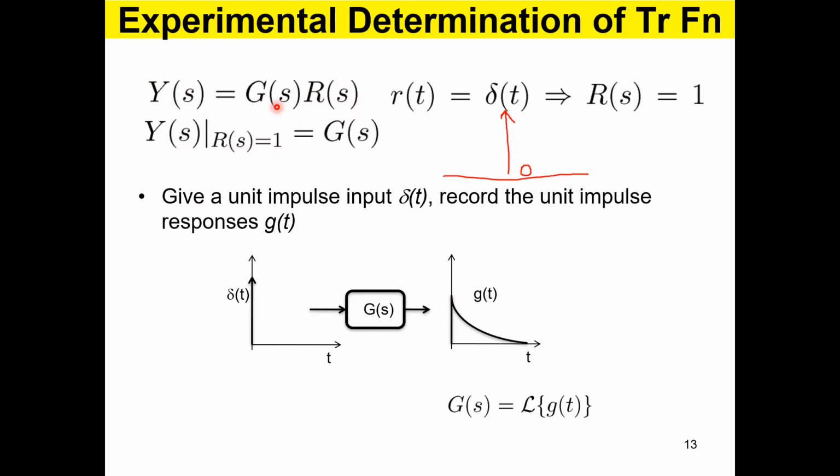So very simple. Give the plant a delta or impulse and observe the output. And the output is Gs in the Laplace domain, Gt in the time domain. So you record the response, that is Gt, and find out the transfer function, Gs, right? And that is the transfer function of the plant. So for unknown plants, you can do that. That's about that part of the lecture.